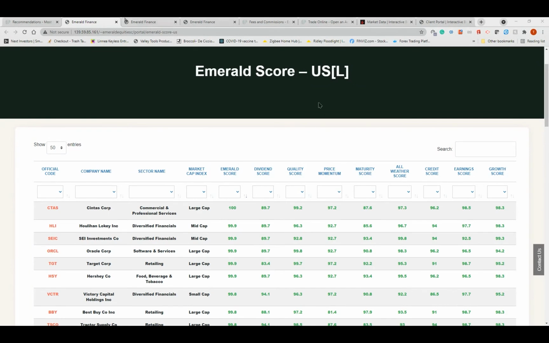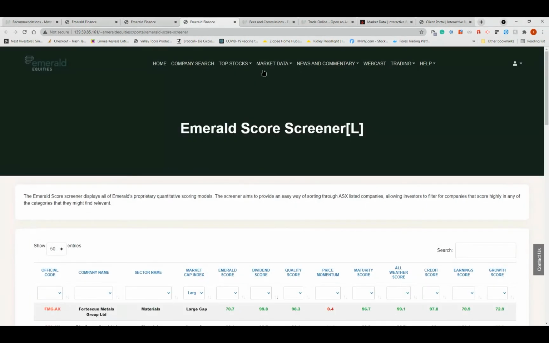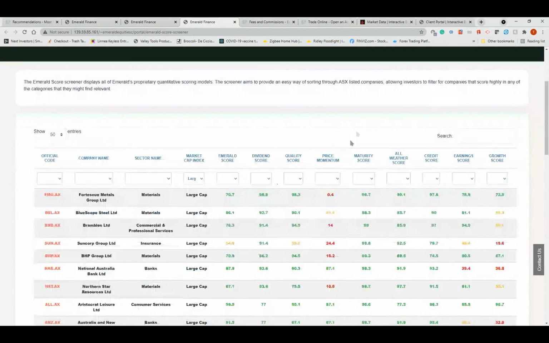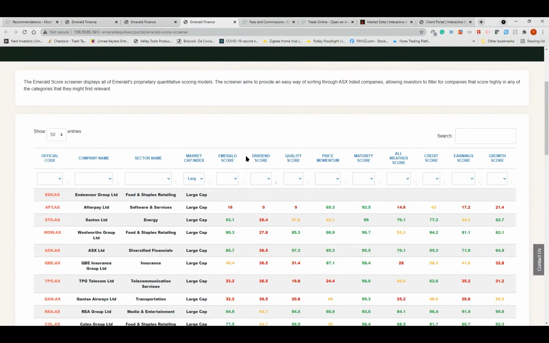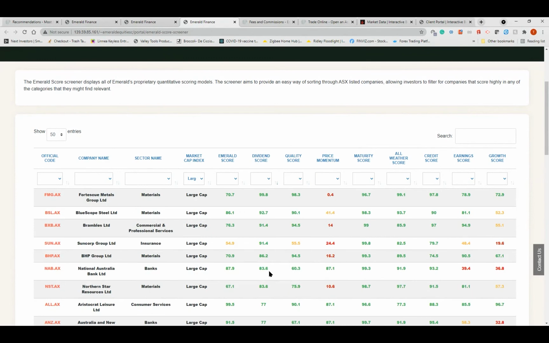Now, the first example I'd like to show is an Australian example. Let's just say you're looking for the best dividend stocks in our market. What I can easily do is sort the Australian stocks by dividend score.